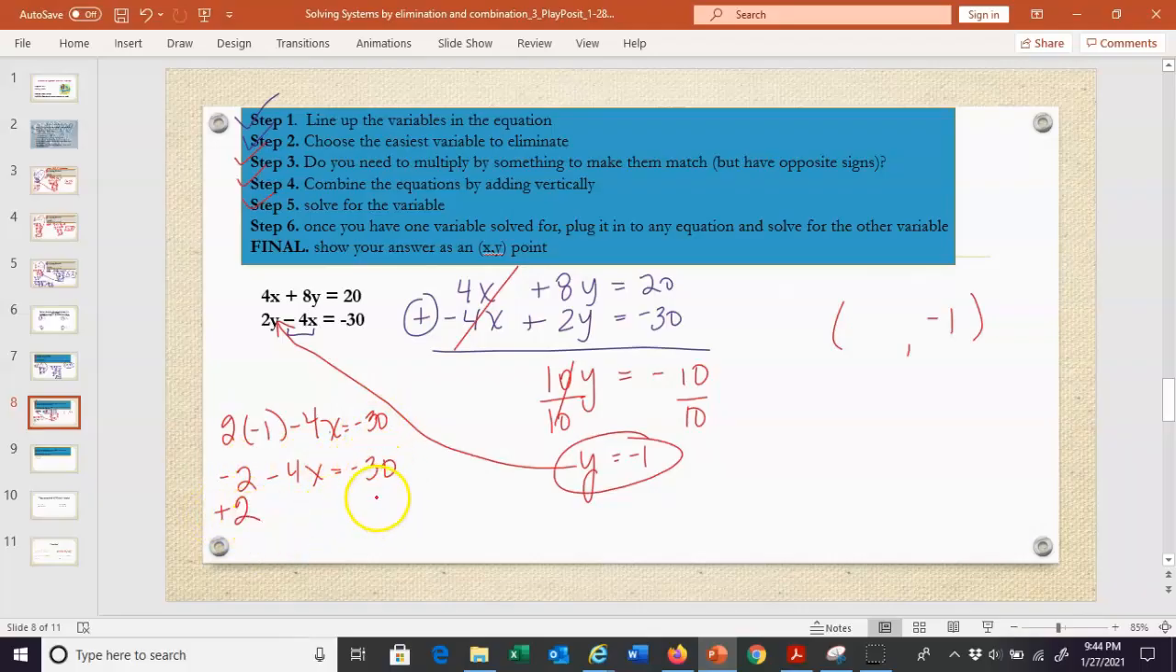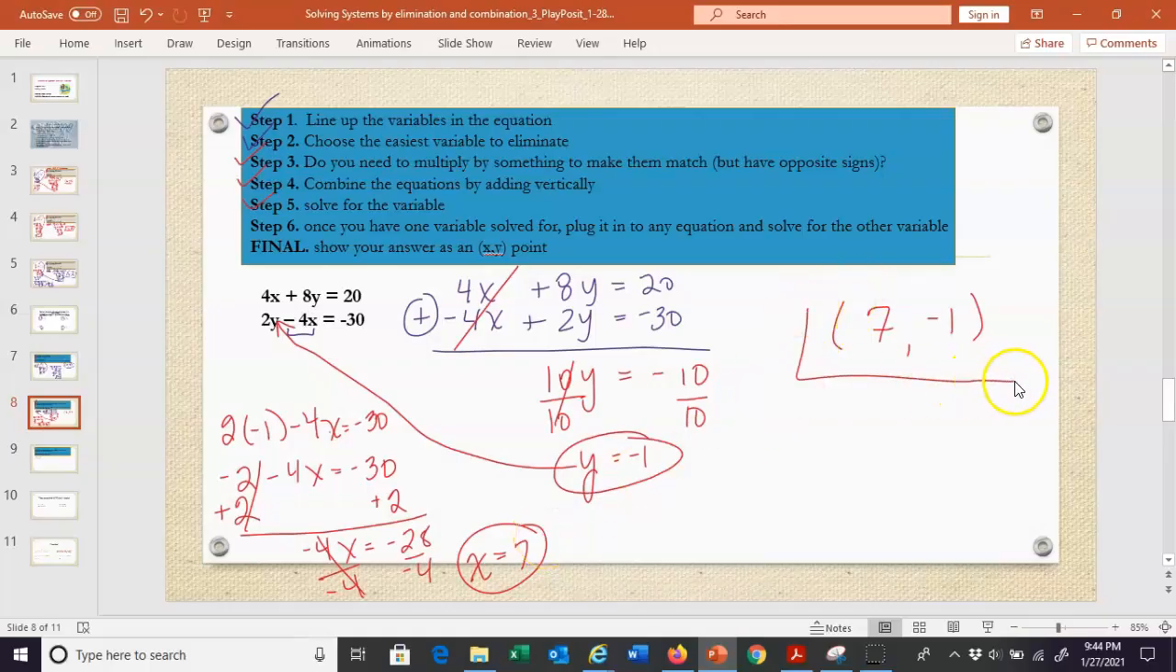All right, we're going to add 2 to both sides. Negative 28. Excuse me. Negative, right? Yep. Divide both sides by negative 4. And you get x equals 7. There's our other solution with that point, 7 comma negative 1. You can always confirm by graphing. Done.